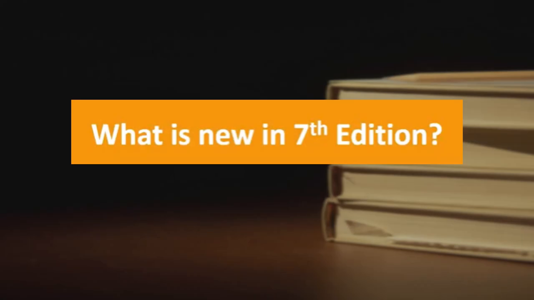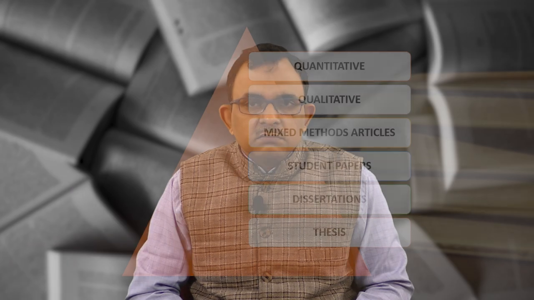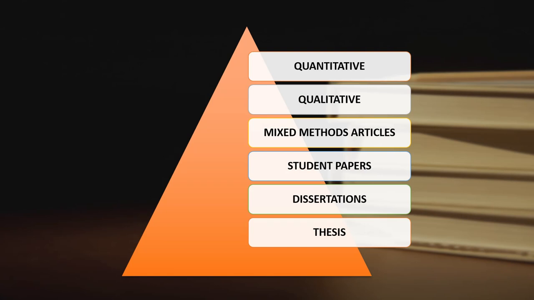The last APA manual was published in 2009, and recently in 2020, the 7th edition of APA style has been introduced. Now the question is, what is new in the 7th edition? Many new guidelines are there to address the quantitative, qualitative, and mixed method research, articles, student papers, dissertations, and theses. This edition is introducing the concept of bias-free language, which means we should use language which is gender neutral, which is inclusive, and which shows respect to all.